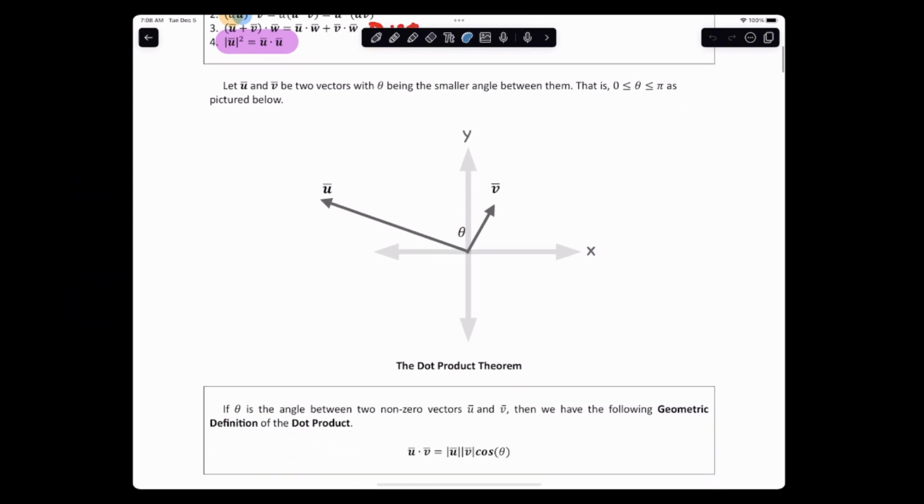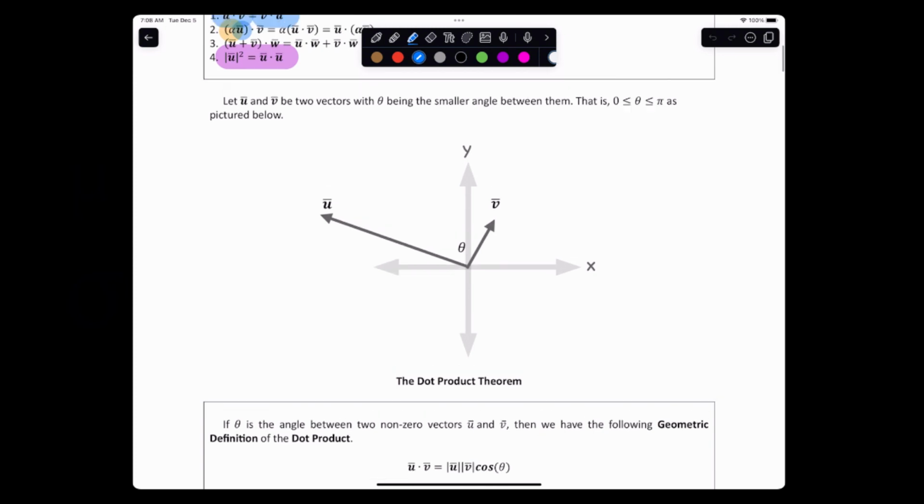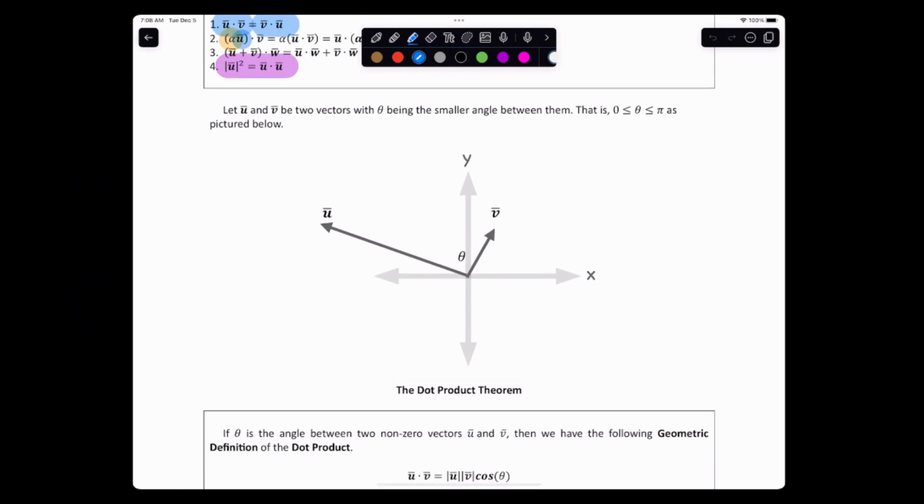Well, what they're going to say is if you're taking two vectors, u and v, like we've been doing here, okay, and you want theta to be the smaller angle between them. So here's your theta angle. It's the smaller angle between these vectors, where theta is going to be between 0 and pi.